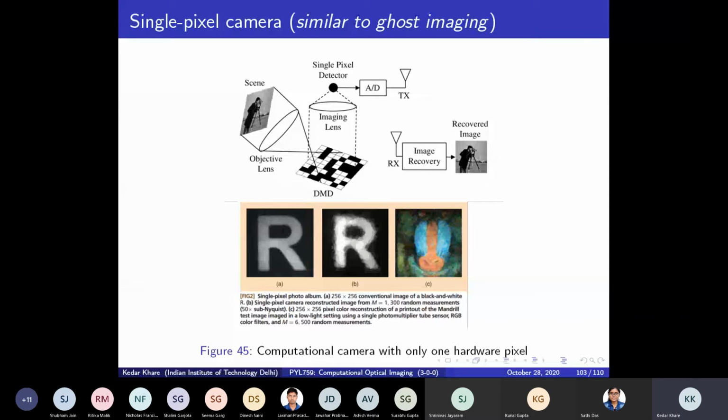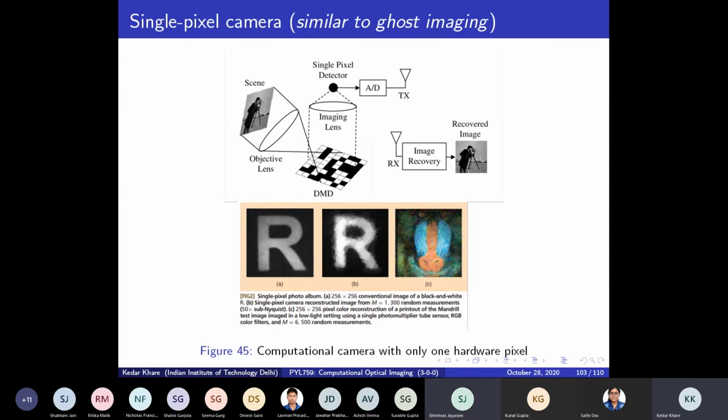Here, for example, the images that were used were 256 by 256, but only 1300 random measurements were actually sufficient to reconstruct the image with this single pixel idea. Do you understand what this single pixel camera is doing?